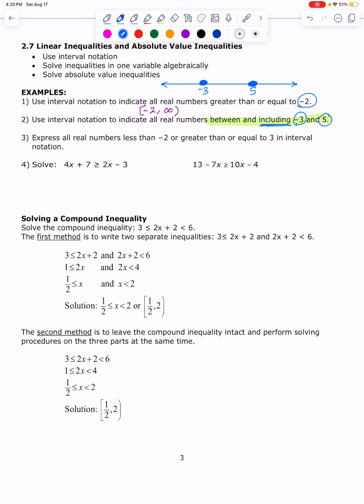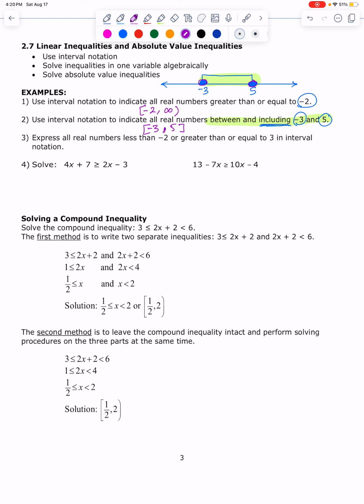Now the interval notation, so we need all of the numbers in between them, which means this interval right here. The interval notation here is going to begin from -3, and because of that closed circle, we're going to include a bracket, and the end is a bracket as well. So the beginning is at -3, and it goes all the way to 5, so comma 5.